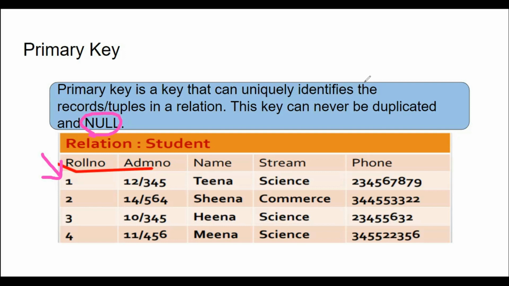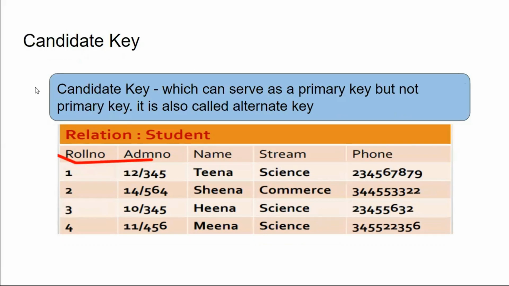Then we will move to the next kind of key. The next is the candidate key. What is a candidate key? When you are trying to fix a primary key, you will find more than one representation for the primary key. But in that, only one will be taken as the primary key. So all the representations will be called candidate keys.